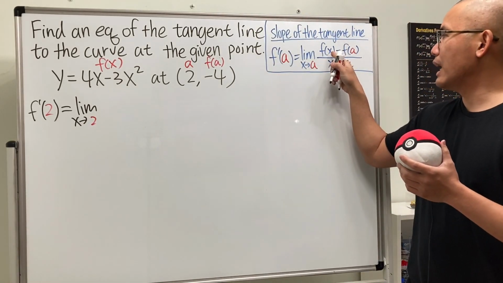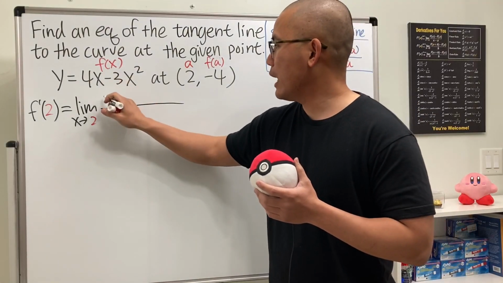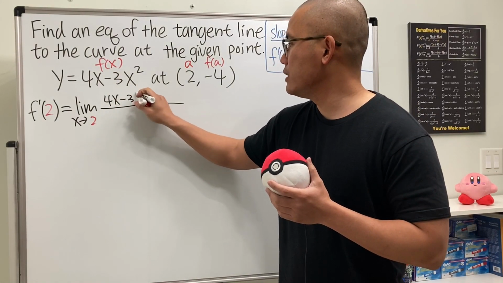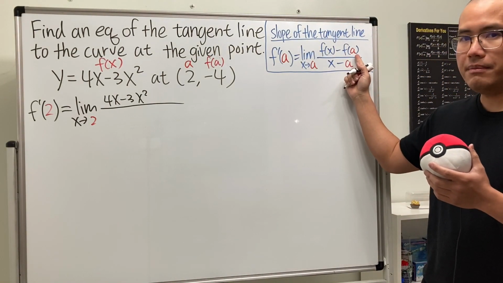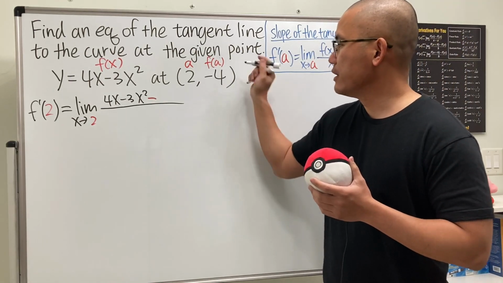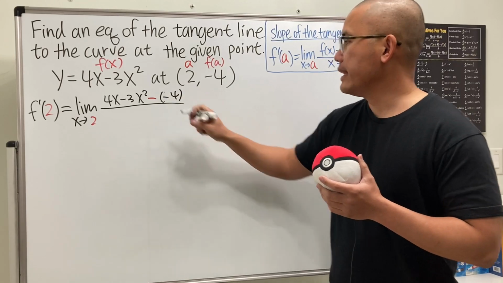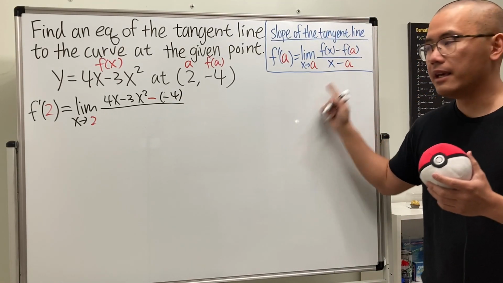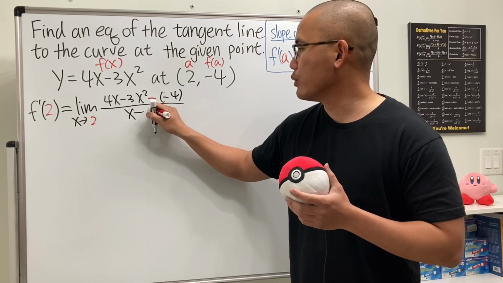And then we will have to have f of x, which is that. So let me write that down. We have 4x minus 3x squared. And then we will have to minus f of a. f of a is negative 4. So we minus negative 4, like this. And then on the bottom, we have x minus a. So in this case, it will just be x minus the a value, which is 2.